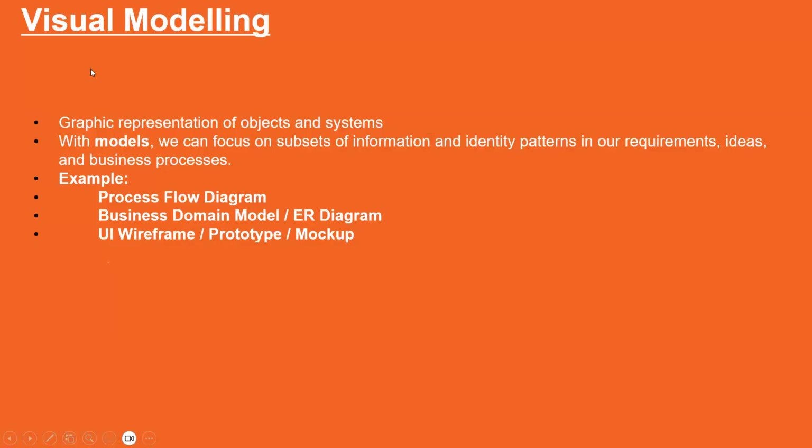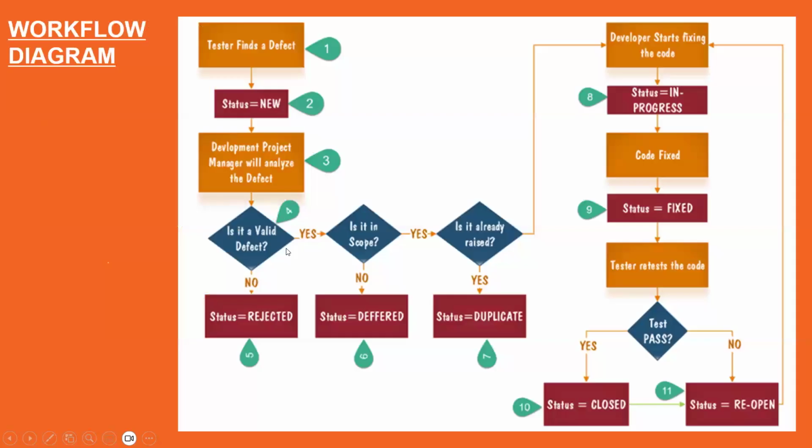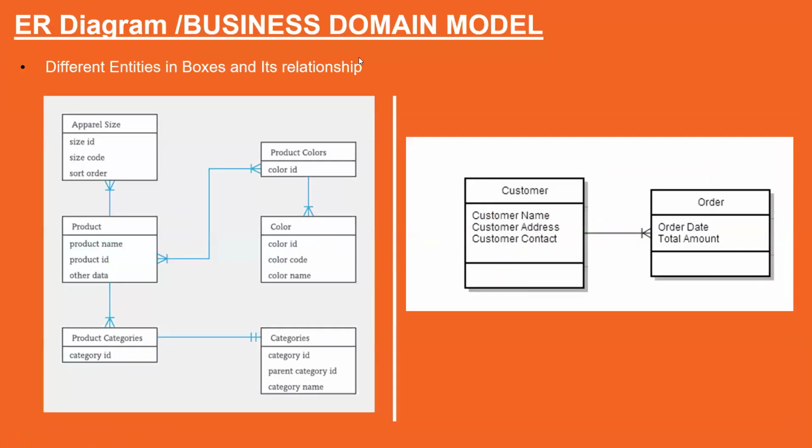What is next? Next says graphic representation of objects and system. These are the visual modeling we have just come across. Process flow diagram, we have looked at it. Business domain model, which we also call the ER diagram. Again, this is not created by you generally, but still we are going to look at it. After this is the ER diagram, also called the entity relationship diagram.